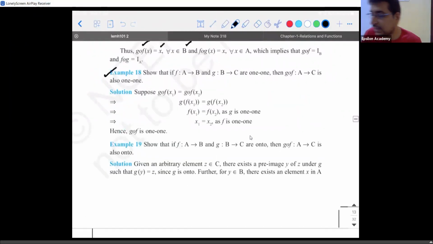Next. So example 18 is you have to show that. See, I hope everybody is writing. I'm not able to see. I hope everybody is writing. Make sure you write.